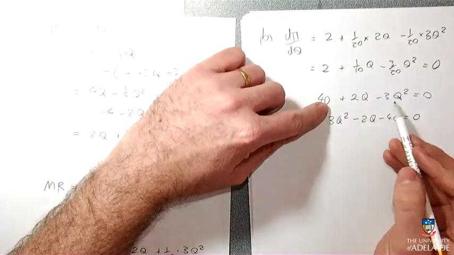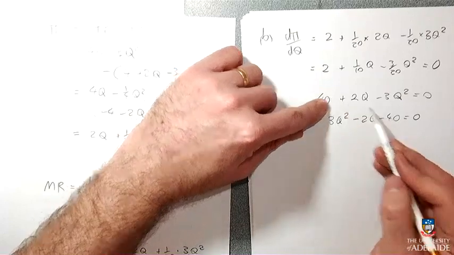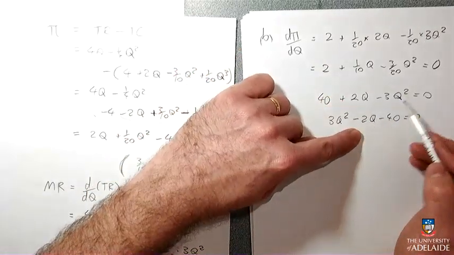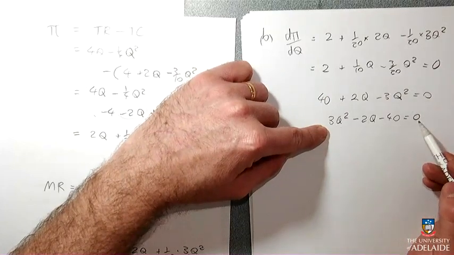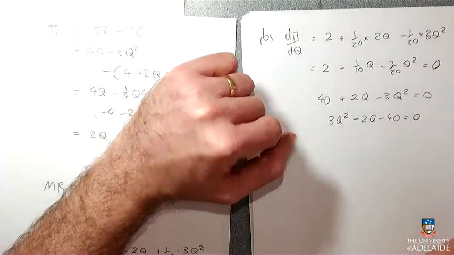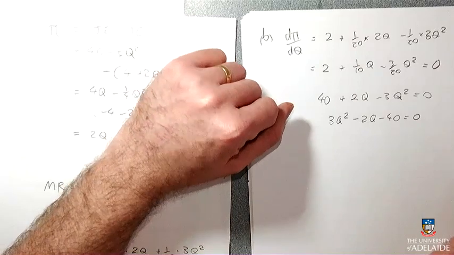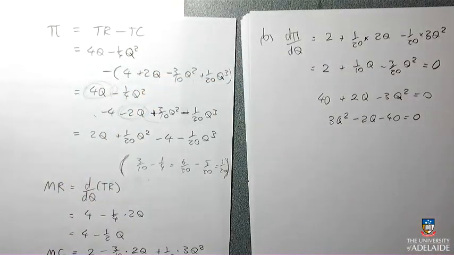So I've done minus 40 and minus 2q and minus 3q squared, which is giving me a plus 3q squared, and technically minus 0, which is giving me a plus 0, because minus 0 is the same as just 0. So I need to solve this. There's two options. I could attempt to just factorise it straight up. I can't be bothered because of this 3 here. That's annoying. So I'm going to use the quadratic formula.